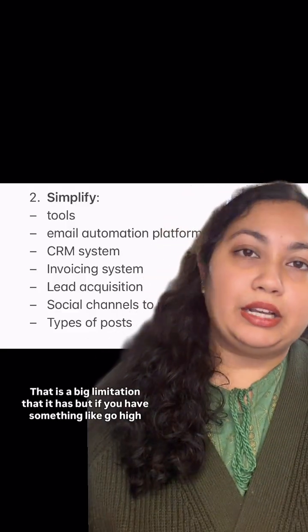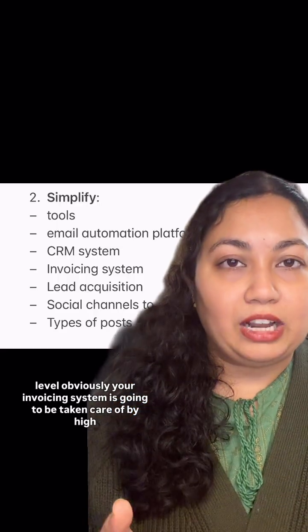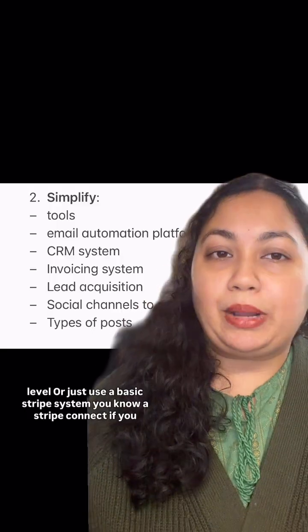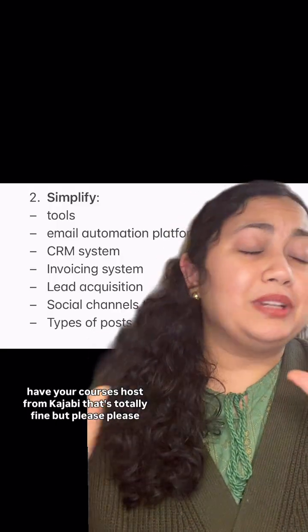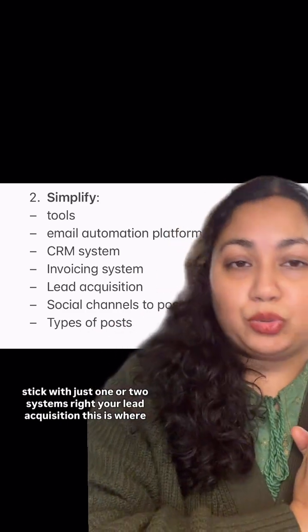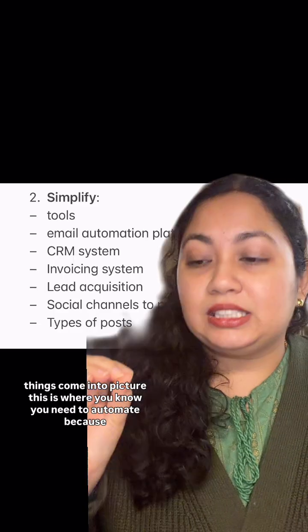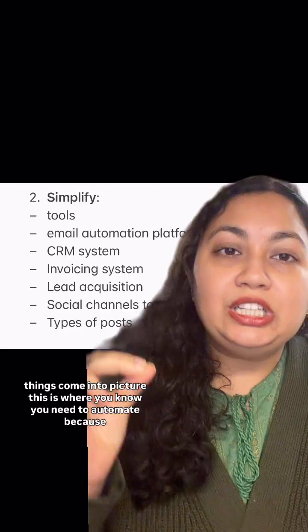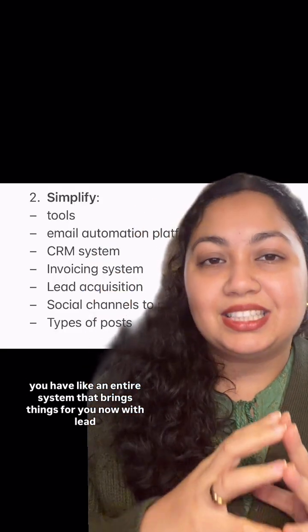But if you have something like Go High Level, obviously your invoicing system is going to be taken care of by Go High Level, or just use a basic Stripe system, or a Stripe Connect. If you have your courses hosted on Kajabi, that's totally fine. But please stick with just 1 or 2 systems, right? Your lead acquisition, this is where things come into picture. This is where you need to automate because you have an entire system that brings things for you.